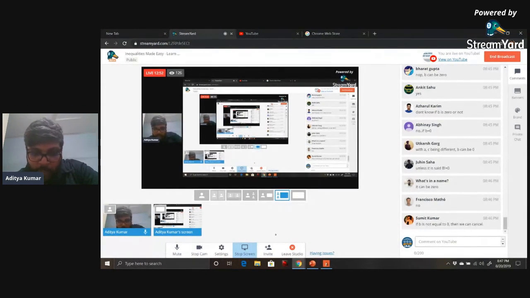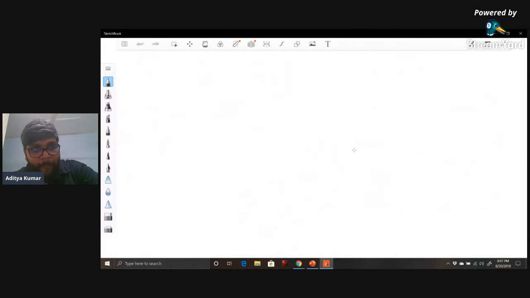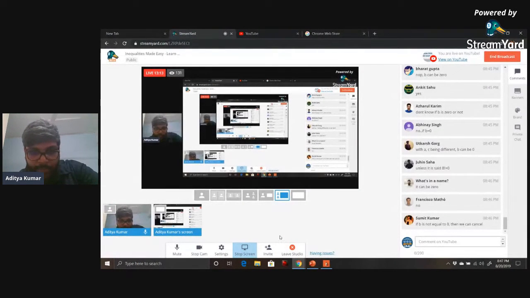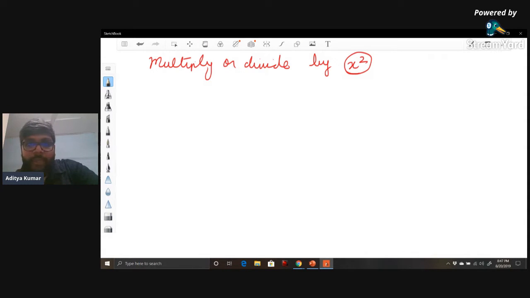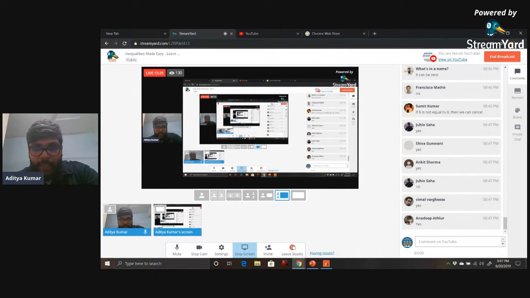So my question to you all, and I want all of you to think about this: can I multiply or divide both sides of an inequality by a squared term, say by x square? Think it through. Can I multiply or divide both sides of an inequality by a squared term, x square, say? Anyone? Is it possible for me to do that? Multiply or divide both sides by x square?